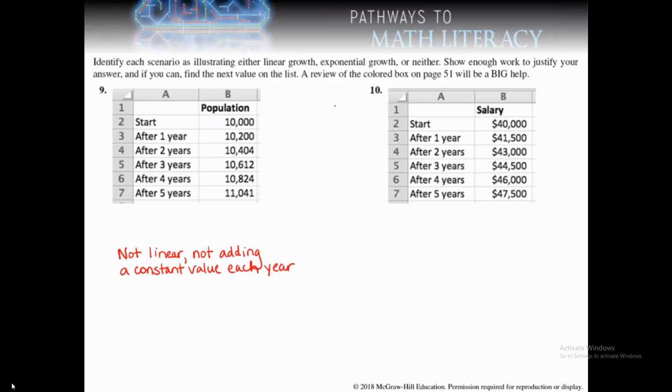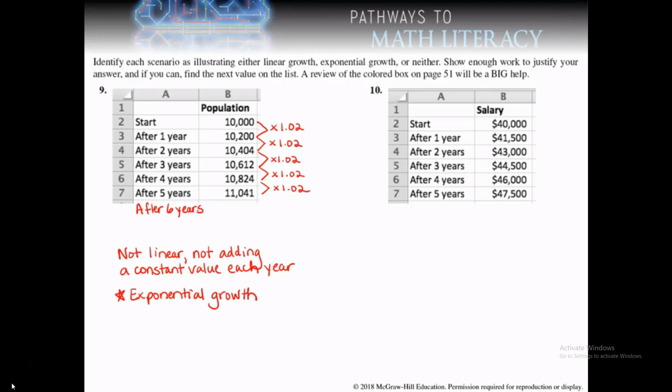So then I need to check for exponential. I need to figure out if there's a multiplying pattern. So I'll take 10,200 and divide it by 10,000 and find out that to get from 10,000 to 10,200, you would have to multiply by 1.02. So then I need to check to see if that pattern continues. Can I multiply 10,200 by 1.02 to get 10,404? And I can. And this pattern does continue, other than rounding off to whole numbers along the way. So every time I'm multiplying by 1.02 and then rounding off to a whole number. So that means that this is exponential growth.